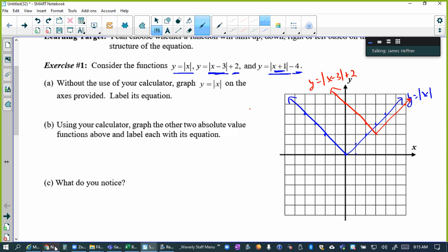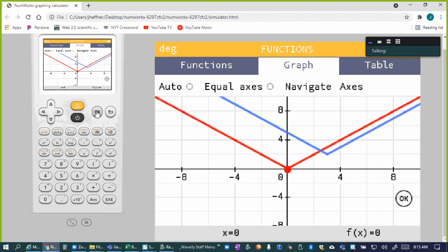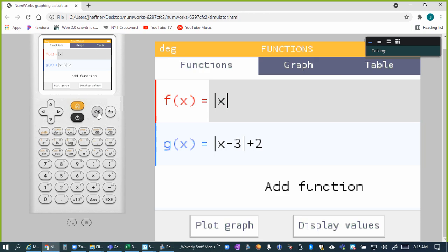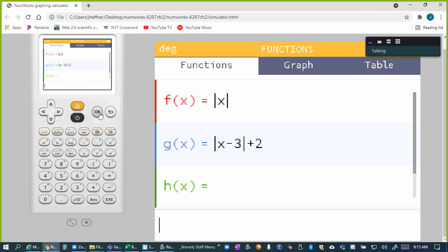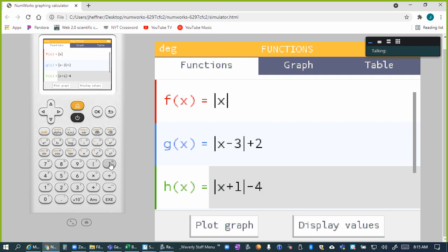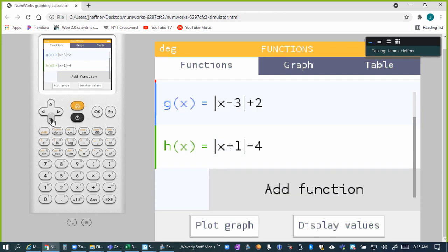Okay, so I'm going to go back to functions and we'll throw that one in there. All right, let's go add function. And we said it was, yes, parentheses x plus 1 and a minus 4. So x plus 1 in parentheses and a minus 4 on the outside. Okay. Let's see what that does. I think we'll go down here.